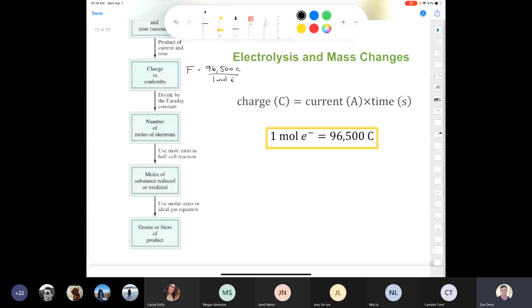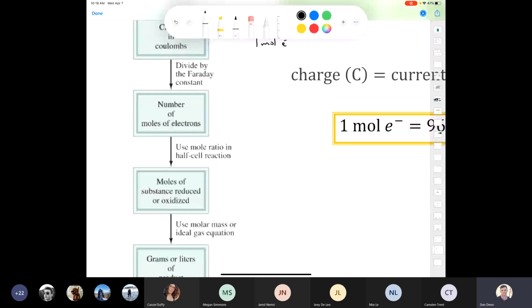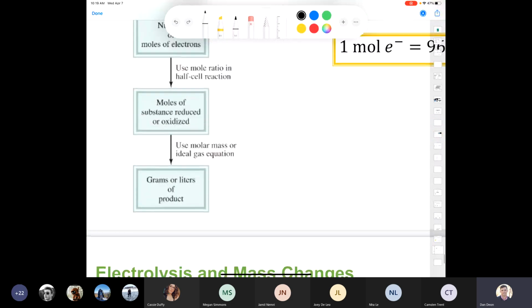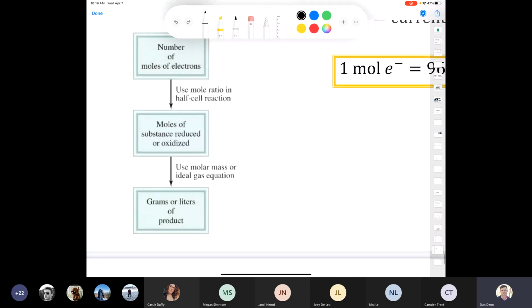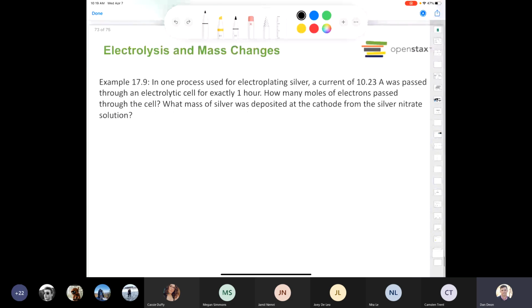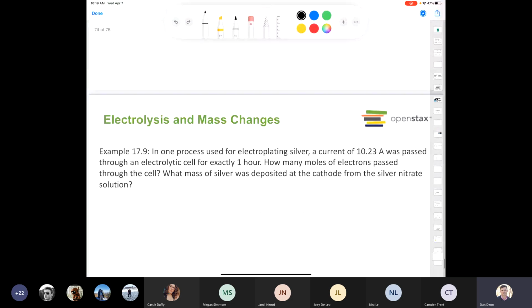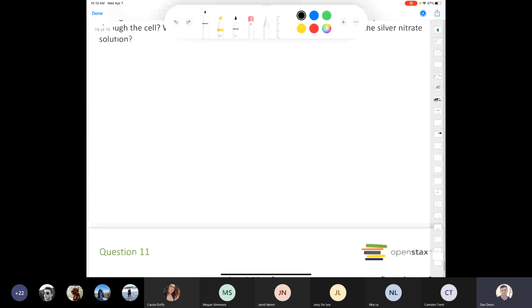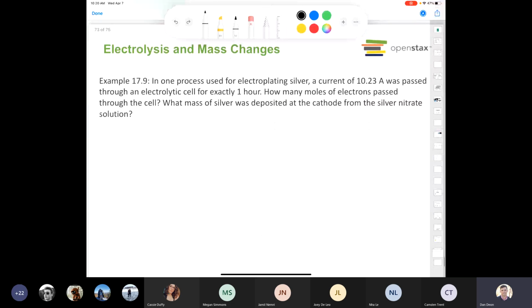Now, it gets a little simpler. You guys remember that if we have the number of moles of electrons, we can figure out the number of moles of a substance, right? And then if we have the number of moles of a substance, we can figure out the mass of that substance just by using molar mass. Well, with that in mind, let's try taking a look at a problem where we have to explore electrolysis and we look at mass changes. And I actually put an extra problem in here kind of at the last minute, question number 11. So this was supposed to be, yeah, this is example 17.9 from our textbook.